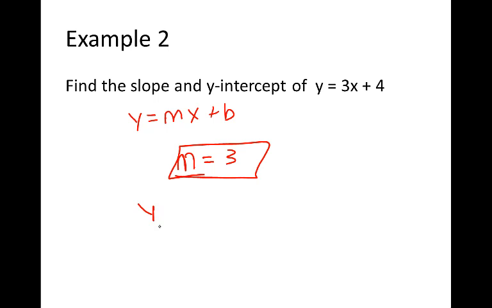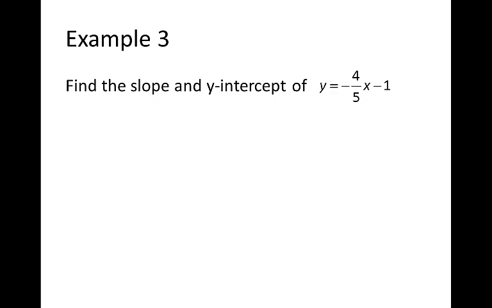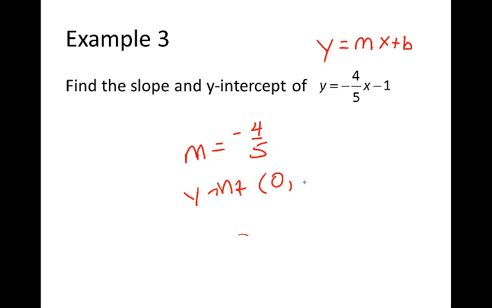And what's the y-intercept? And I usually write this as an ordered pair. It's at 4, and so we'll say (0, 4). Pause the video, see if you can do this one. Welcome back. So we know it's y equals mx plus b. So the m is negative 4/5. And the b, the y-intercept, is (0, -1).